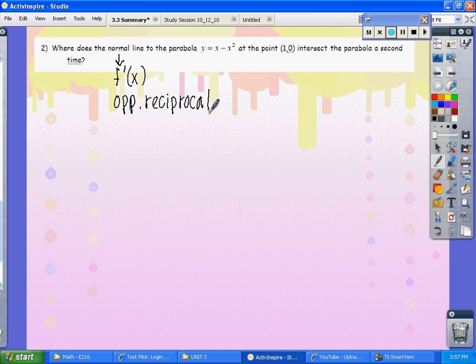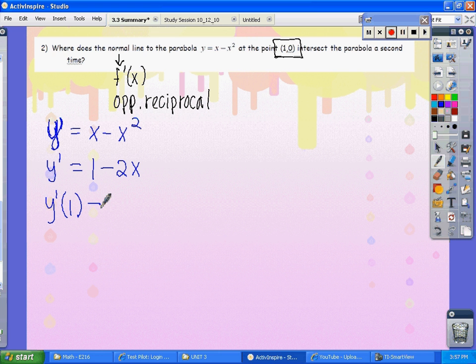So first I need to find the normal line at this point, which we can do pretty easily. First we start off with finding the derivative. That is actually the original function, not y prime. To find the first derivative, the derivative of x is 1. The derivative of x squared is 2x. And we want to find the normal line at the point of 1 comma 0. So there's 1, and we get negative 1.